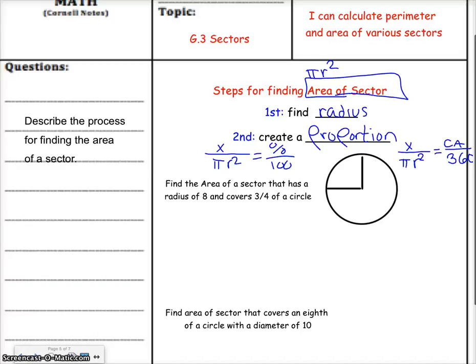So find the area of a sector that has a radius of 8 and covers 3/4 of the circle. So it looks like I cover this much. Well, if I cover 3/4 of it, I want to know, do I have my central angle or can I turn my 3/4 to a percent? So 3/4 is really 75%. So now I can create my proportion. Part of my area is to my full area, pi r squared, so 8 squared times pi, as 75% is to 100%.